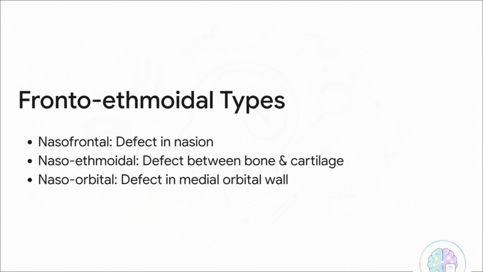Building on that, let's look at the frontoethmoidal or sincipital group. Notice how all 3 of these subtypes share a really specific common trait. They have an external opening going straight into the face. The nasofrontal subtype features an external defect right in the nasion. The nasoethmoidal has a defect between the nasal bone and nasal cartilage. And the nasoorbital involves a defect in the anteroinferior portion of the medial orbital wall.